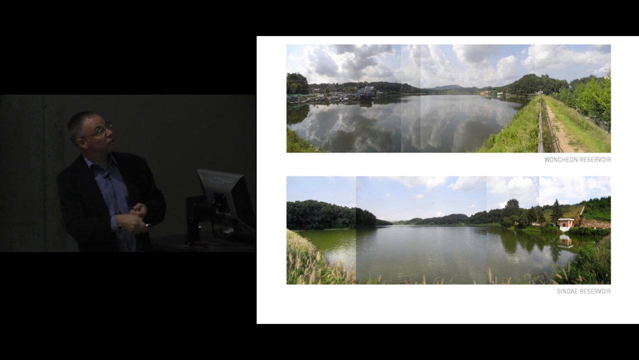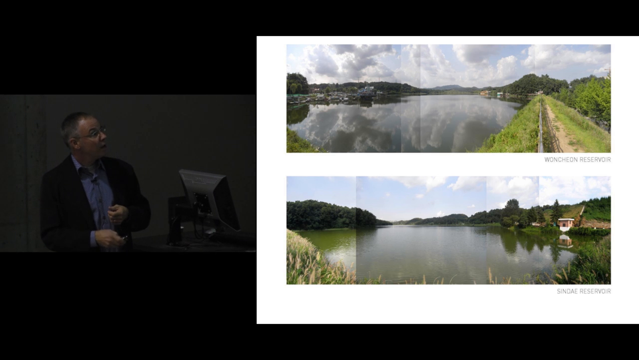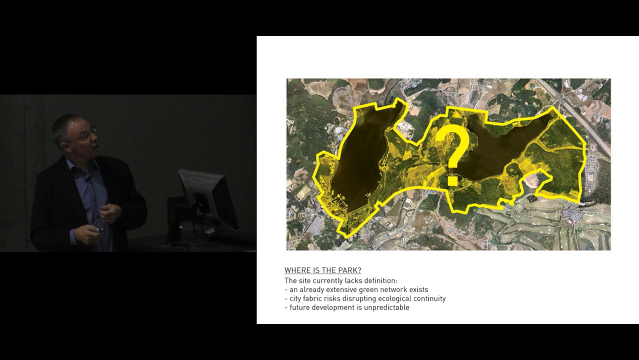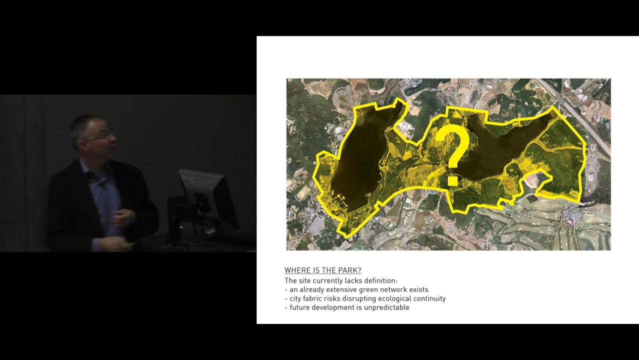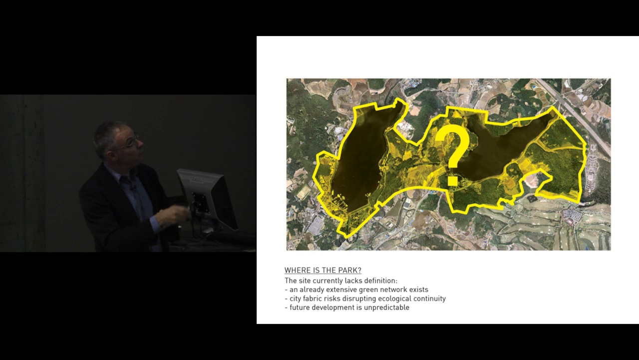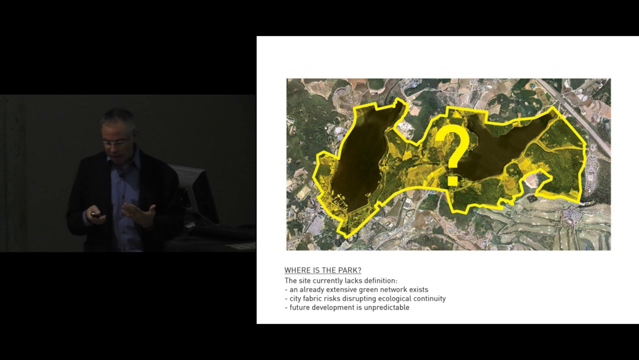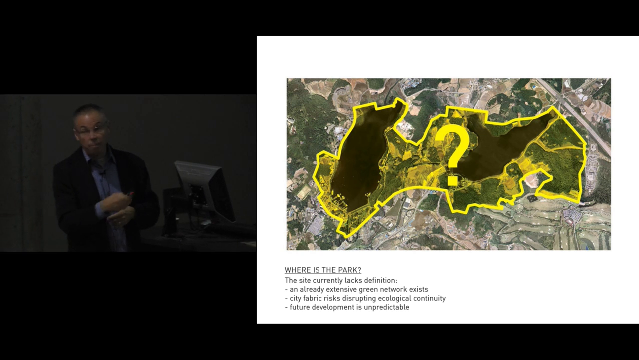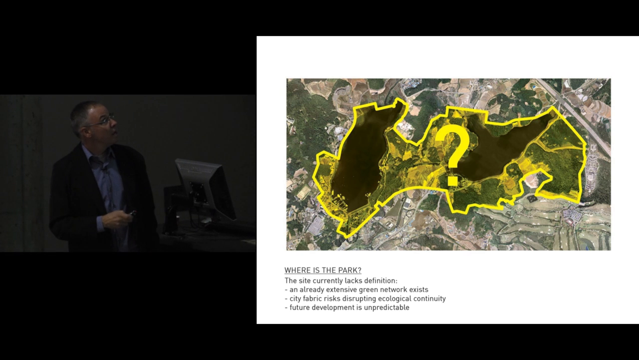This is the site that was given in the competition. Two artificial lakes, two reservoirs. There was very large-scale development planned around the southernmost of these two lakes. There was a large highway being constructed right through the middle. So you had a very problematic site. You really couldn't understand the site; there was no natural limit to it. It was just an arbitrary boundary drawn probably on the basis of their ability to acquire the property.